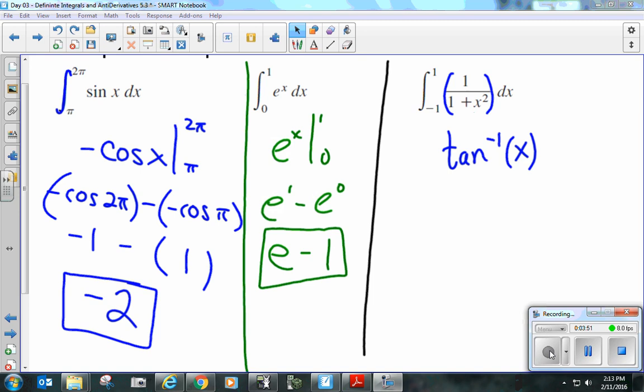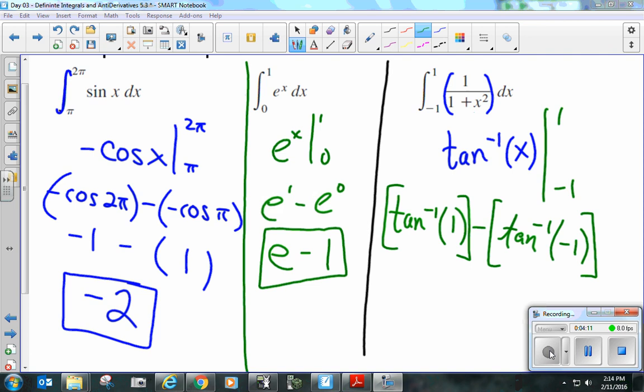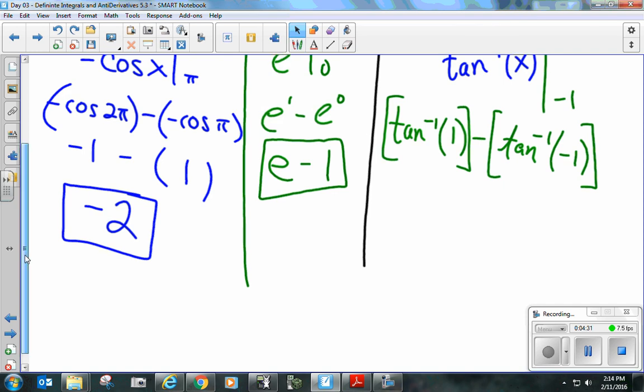Now, take this from 1 to negative 1. What did you guys come up with? 1.57. Tan inverse of 1 minus tan inverse of negative 1. Okay? So, what do we come up with? Negative 1. No times anything. I just do the inverse of tan and put a 1 there. Okay? You got 0? That sounds about right.